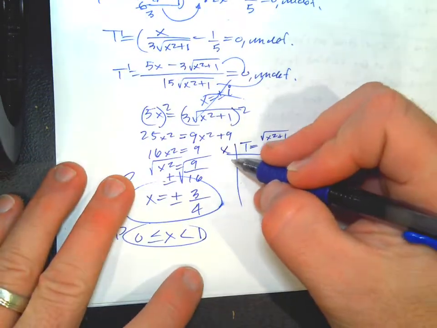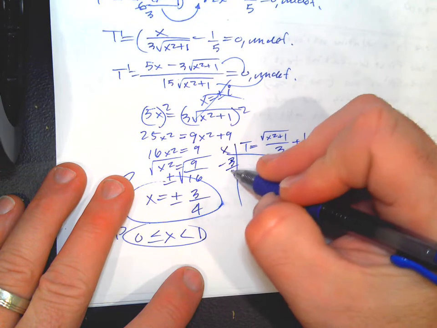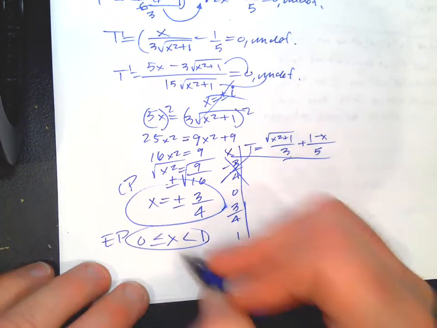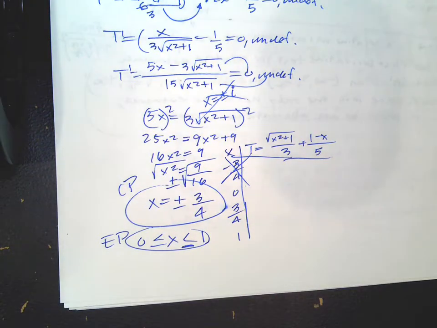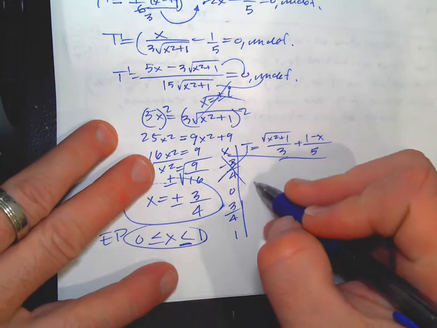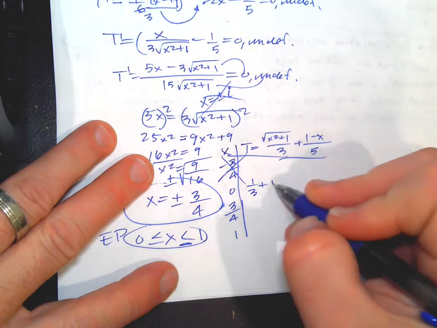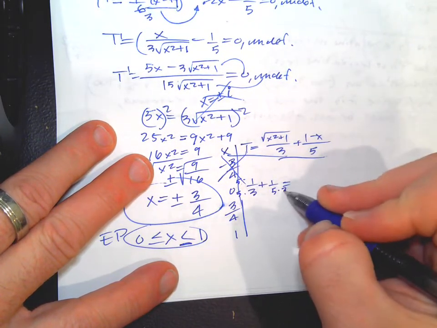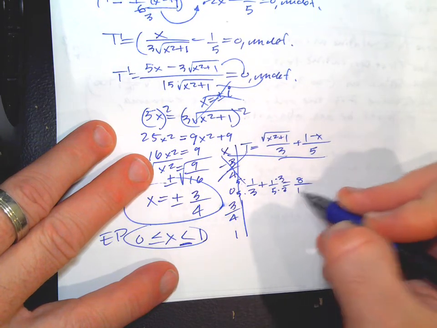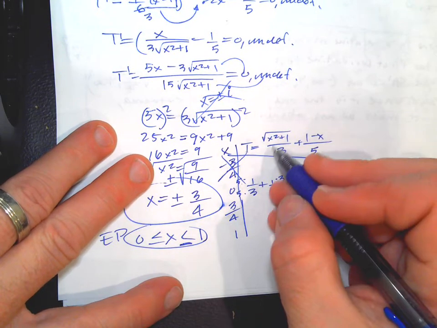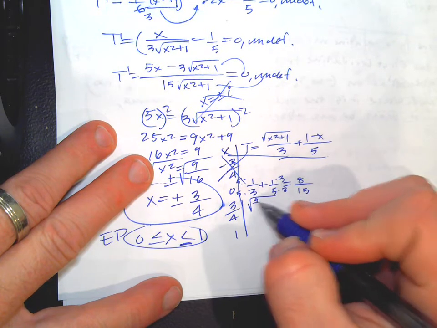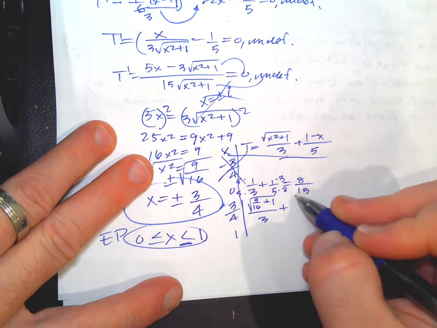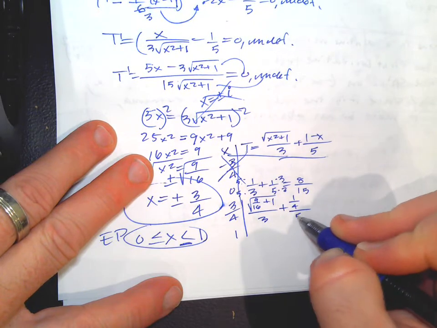Okay, so negative 3/4, 0, 3/4, and 1. So we're not going to consider the negative 3/4. It's not between the endpoints. You plug 0 in, you get 1/3 plus 1/5. Least common denominator would be 8/15. 3/4 is going to be square root of 9/16 plus 1 over 3 plus 1/4 over 5.